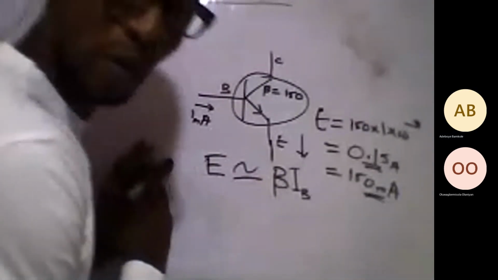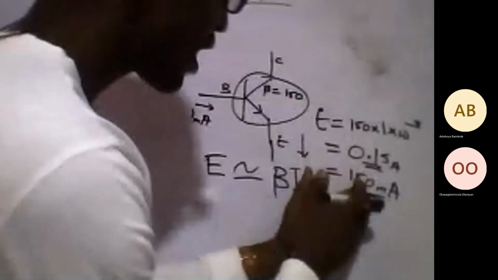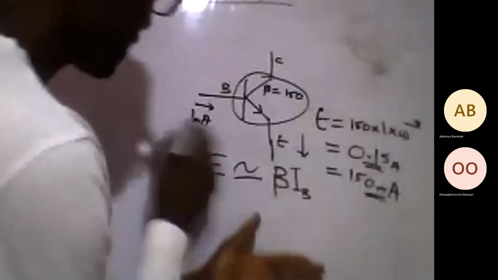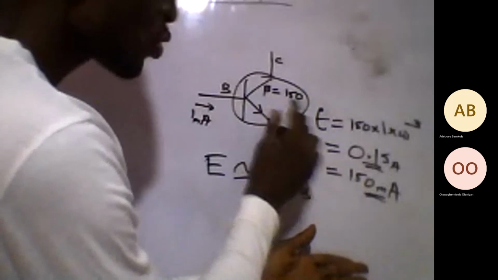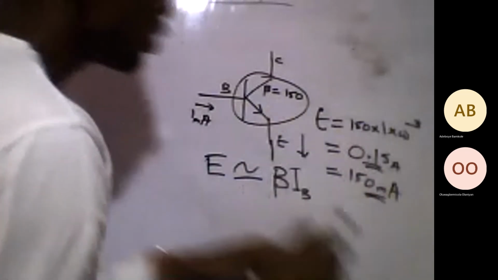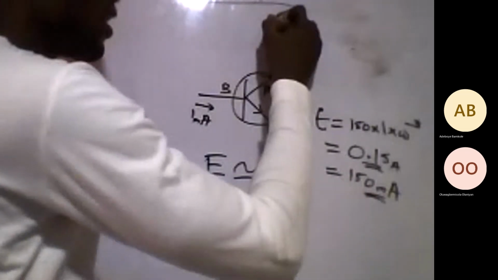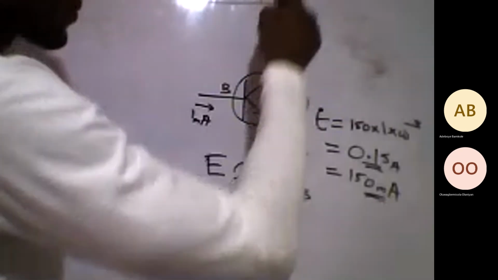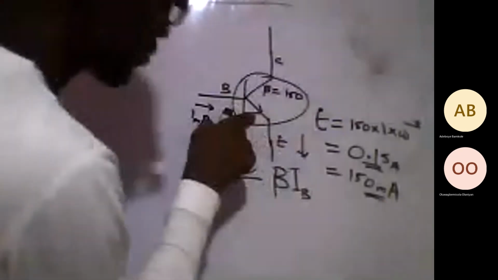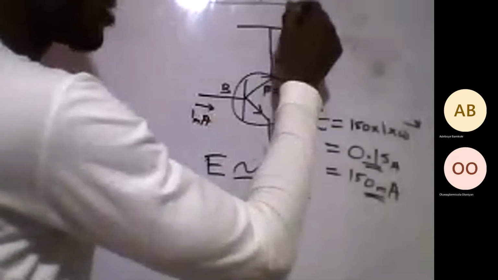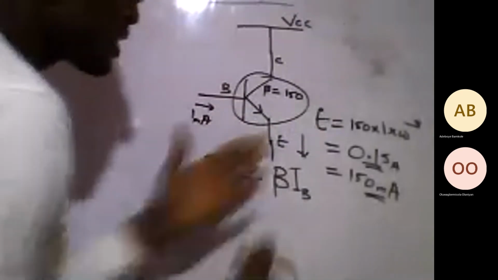Okay, well in this case, this guy is not robbing Peter to pay Paul. The extra, in this case 149, is going to come from here. Can you see the direction? This arrow shows the direction of current flow. It's going to come from the power supply, VCC.